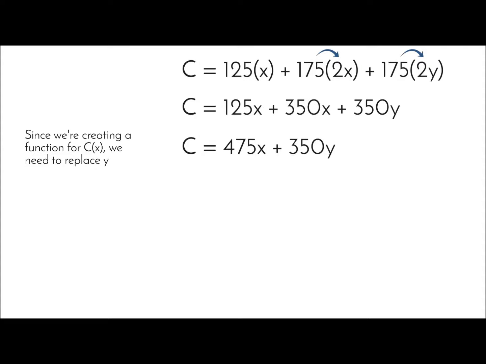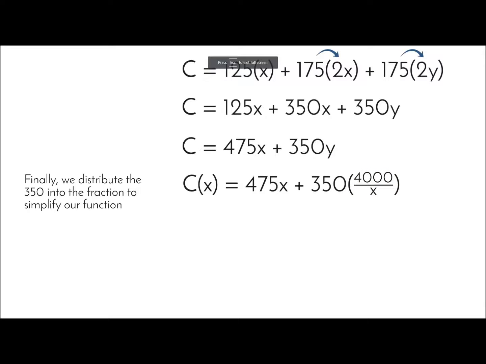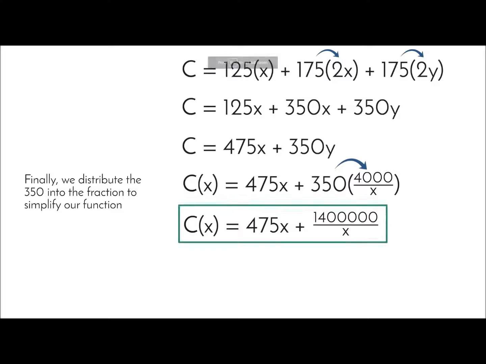Since we're creating a function for C of x, we need to replace y. We've established that y equals 4,000 over x, so we can replace the y in the equation with 4,000 over x. Finally, we distribute the 350 into the fraction to simplify our function. So the function modeling the cost for building the walls as a function of the length of the interior wall is C of x equals 475x plus 1,400,000 over x.